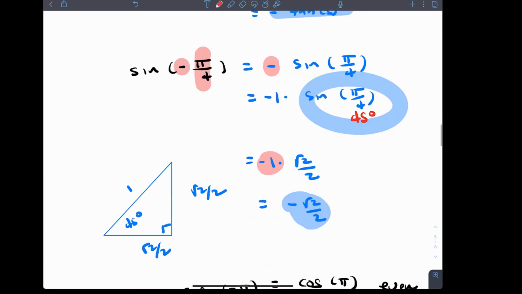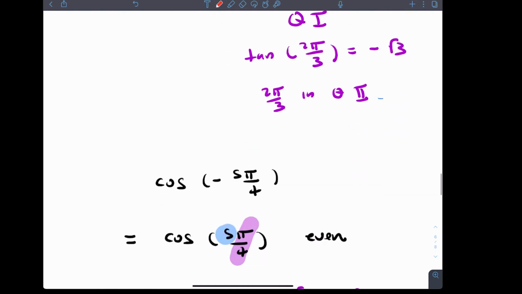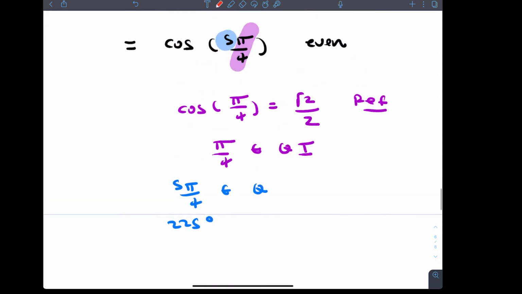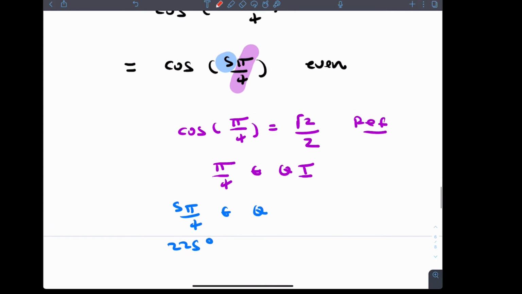So then what you're doing is you're basically taking the reference angle, then multiplying it by that multiple, just finding where 5 pi over 4 lives, and using all students take calculus. So final answer? Negative square root 2 over 2. Because you're using the reference angle, quadrant 1 angle. That's why they call it a reference angle. There it is, ladies and gentlemen.